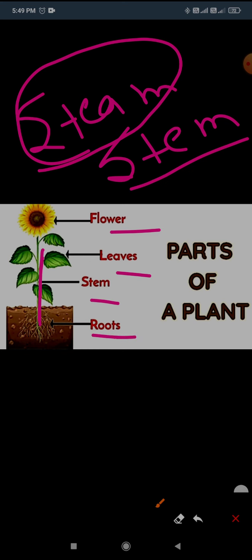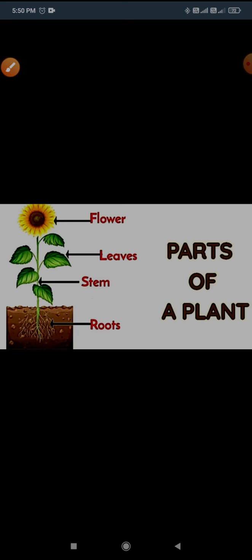And the last is roots. Apart from that, one more part is there, that is fruit. So these all five parts I am going to explain in this video.